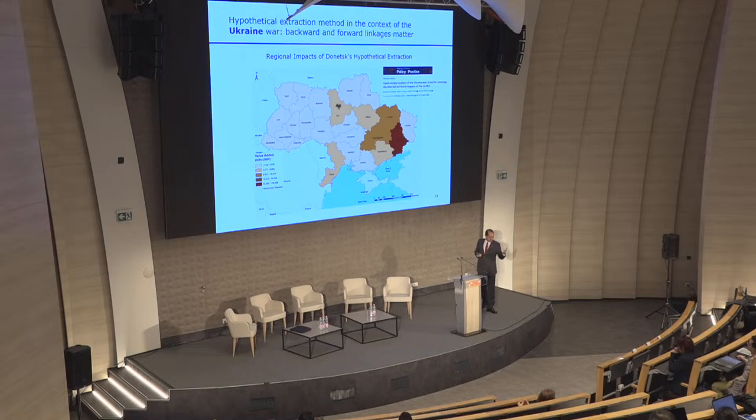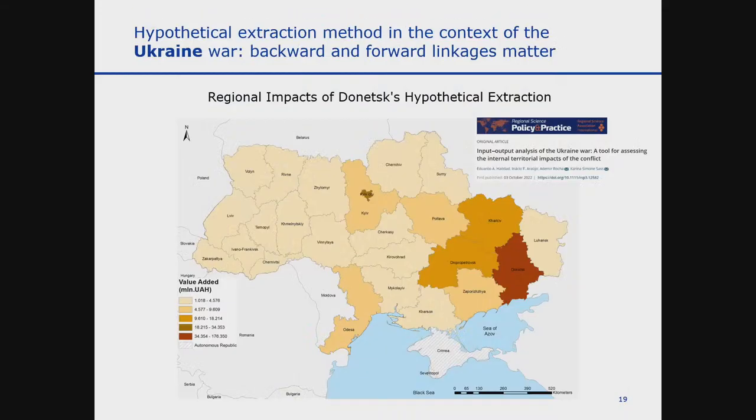What if one of the regions, in this exercise Donetsk, would be, I don't know, annexed by Russia? What would be the direct and indirect loss related to the forward and backward linkages of that region? It's not only about the share of the region in the national GDP, but you have to take into account how the region interacts with other regions of the country. So linkages matter.